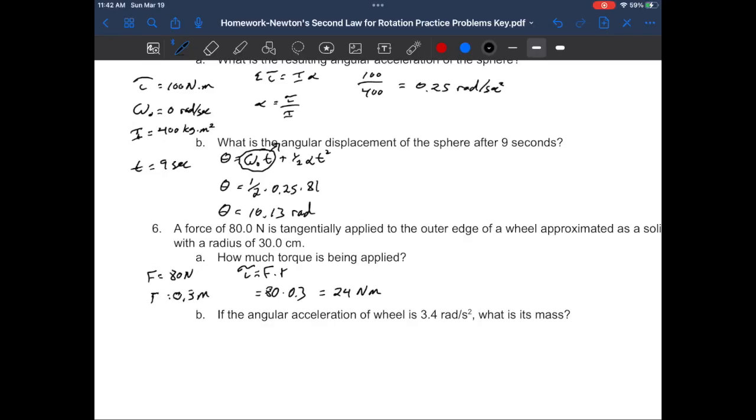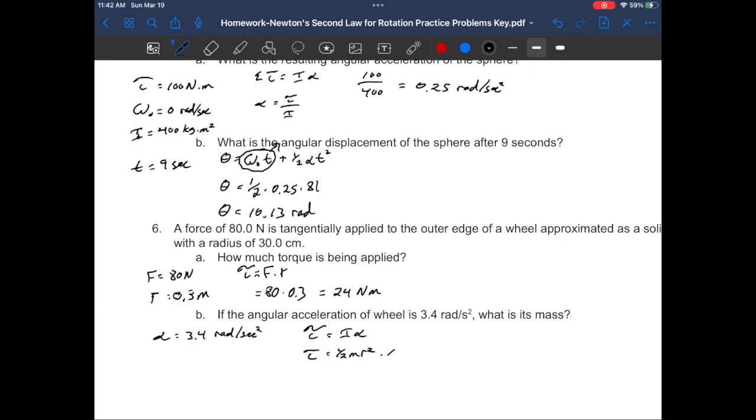B, if the angular acceleration of the wheel is 3.4, so alpha is 3.4 radians per second square, what is the mass? Well, we need a formula that we can get mass into. We have torque. We just solved for torque. They've given us alpha. Well, if we use torque is equal to I alpha, we can break I into its components, knowing that it's a disk. I, rotational inertia, would be 1/2 mr squared, right? So torque is equal to 1/2 mr squared times alpha.